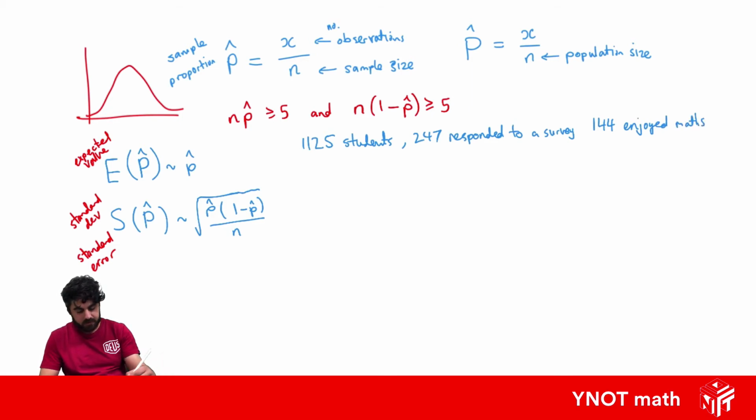The first thing we want to do is just note down what's the sample size. So if 247 responded to the survey, that means that's our sample size. So that's just 247. Next, we want to know what the observation value is, so the number of observations. Well, this is just the number of people that enjoyed maths, 144.